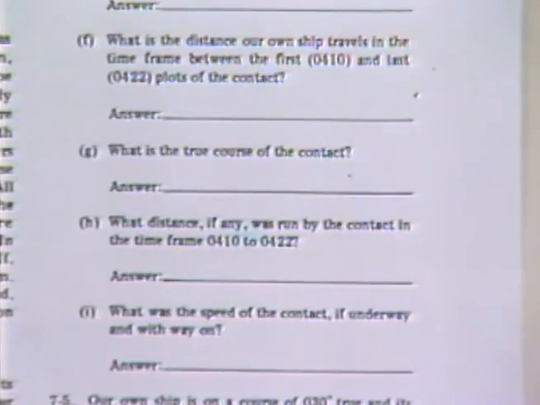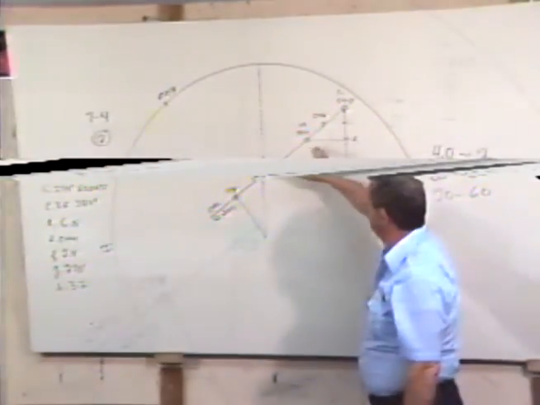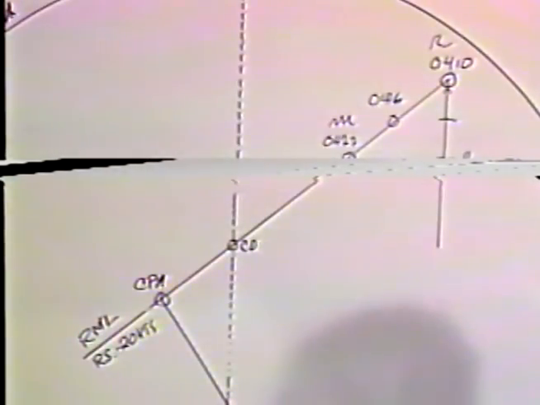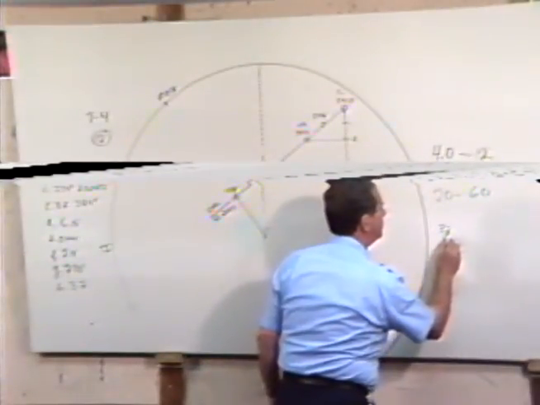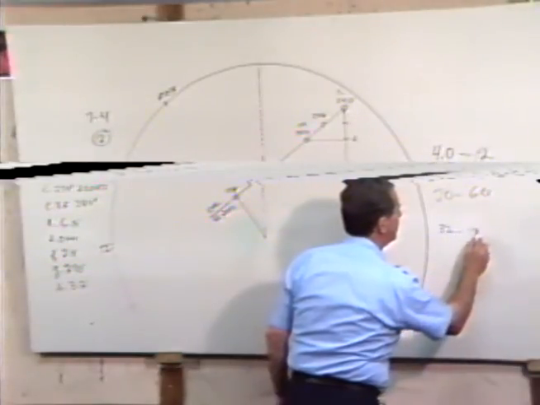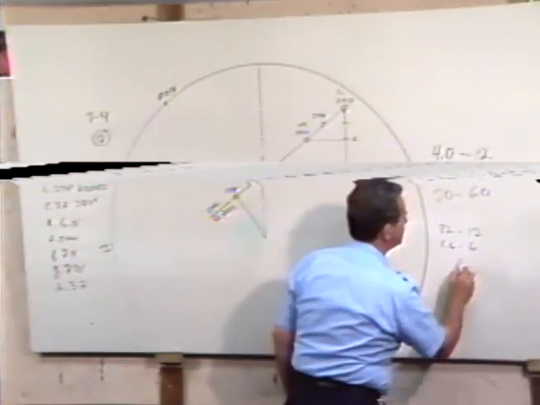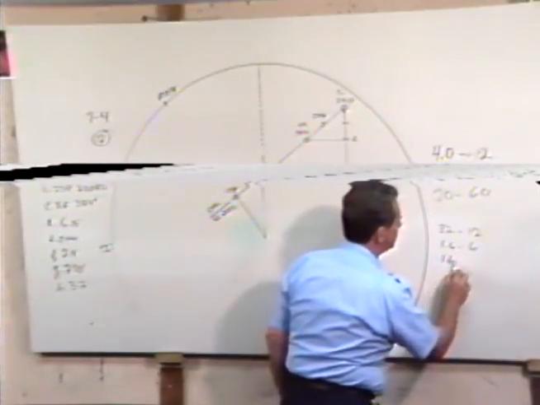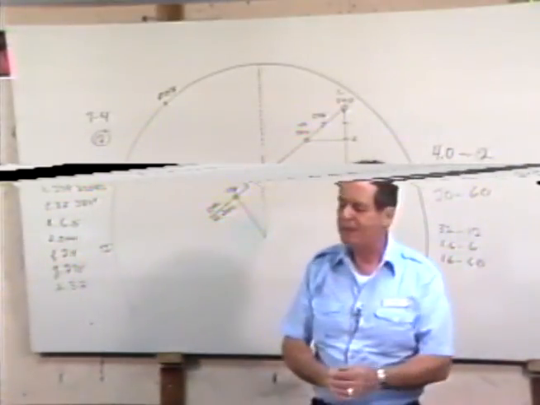The last question says, what was the speed of the contact if underway and with way on it? Well, of course we know it's underway, and we certainly know that it has a true course of 270 degrees. So we know that it's moving. Now we want to know how fast it's moving. If the contact has moved 3.2 miles in 12 minutes, how far will it go in 6 minutes? 1.6 miles in 6 minutes. What will it do in 60 minutes? 16 miles in 60 minutes. So what is the speed of the contact? True speed, 16 knots.